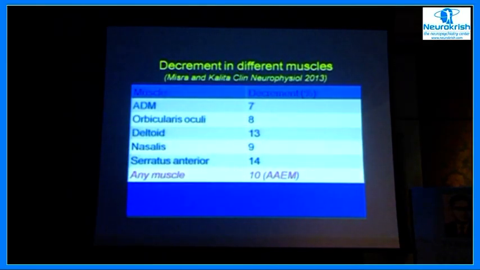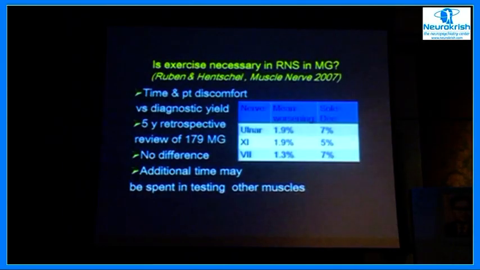Now, this slide tells you that the general rule is that 10% decrement is suggestive of neuromuscular transmission abnormality. But all the muscles have different degrees of normal decrement. ADM has 7% decrement, orbicularis is 8%, deltoid 13%, nasalis 9%, serratus anterior 14%. So we must keep this in mind. If you are getting 11% decrement in deltoid, be careful. This is just to tell you that. The rule of thumb is 10% decrement, but in deltoid and serratus anterior, they may have about 12 to 14% decrement. So one should keep that in mind.